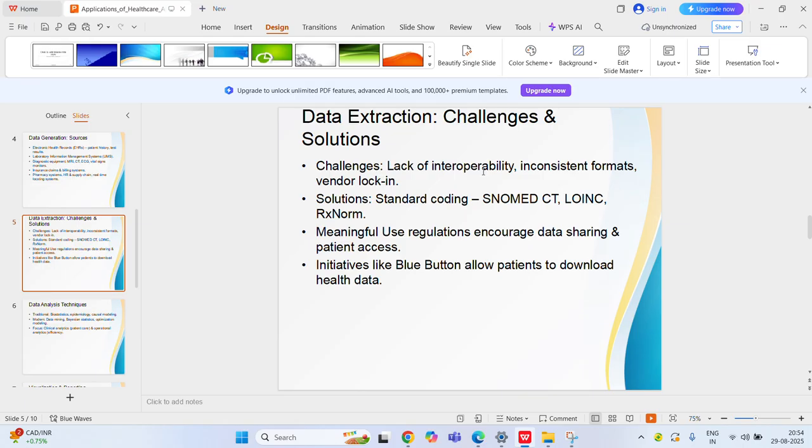This was about the solutions, and also there were initiatives like Blue Button, which allows patients to download their health data. The Blue Button initiative was launched to enable patients to view and download their personal health records electronically, and it began in early 2010 primarily with the effort of the Department of Veterans Affairs and the Centers for Medicare and Medicaid Services, CMS.